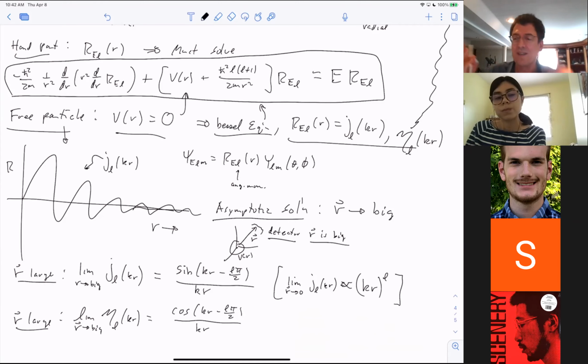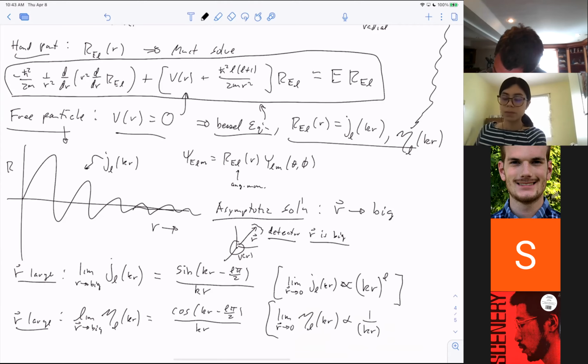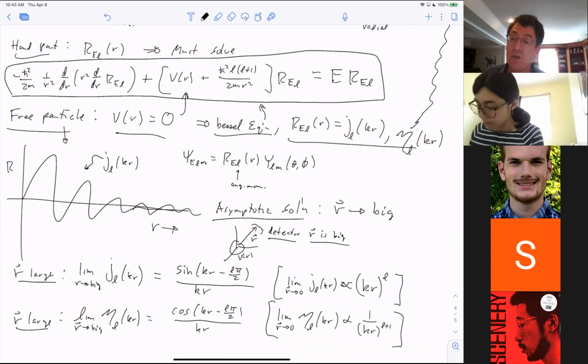I got a sine, I got a cosine, which makes sense because the wave equation can always be solved by either sine or cosine. Or if we use exponents, it's e to the ikx or e to the minus ikx. So there are always two solutions, just different bases. But the problem with the Neumann function is that when we take the limit as r goes to 0, it has a nasty little problem. It turns out that it goes as 1 over kr to the L plus 1. So the Neumann function diverges at the origin.